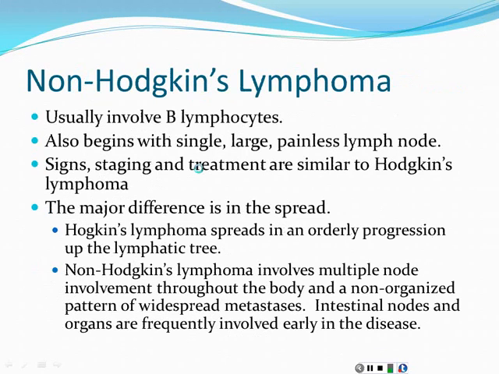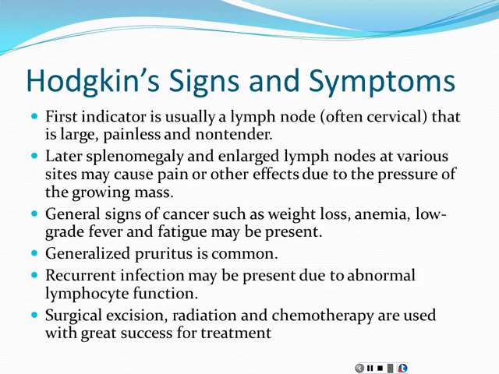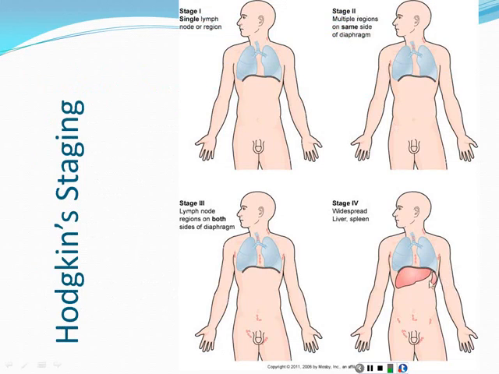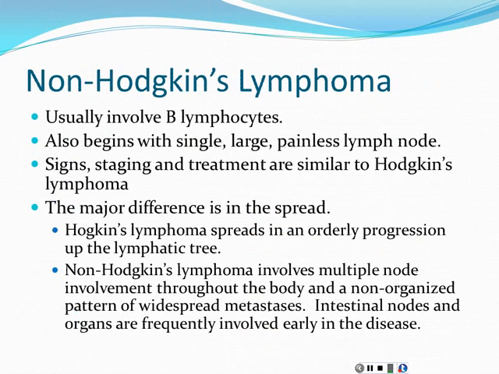So Hodgkin's, one of the rare cancers that can be cured outright. What was the difference between stage 3 and 4? Stage 3 and 4 is the involvement of the liver and spleen. Yeah, in stage 4, you've got those organs involved.